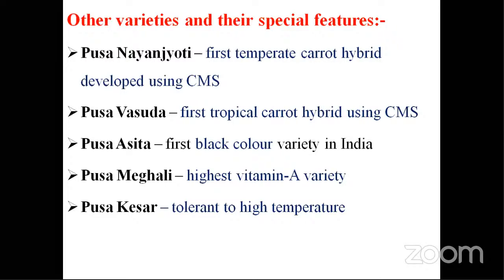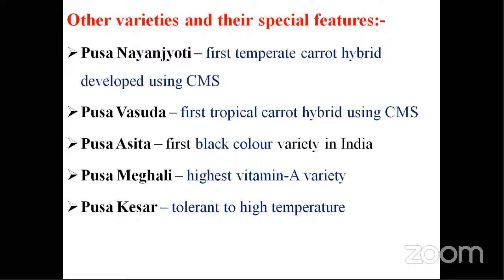Nextly, Ashita is the first black carrot variety in India, and Meghali, we have already seen the image also, which is rich in vitamin A, and Pusa Kesari, which is Kesar. You have to be very careful with the varieties. Pusa Kesari is different, Pusa Kesar is different. As I'm misusing the words now, you should not do it like that, because you have to be very specific in remembering them, because in the exam they will give the option of both Kesar and Kesari. Then it is very important that we be very specific in learning.